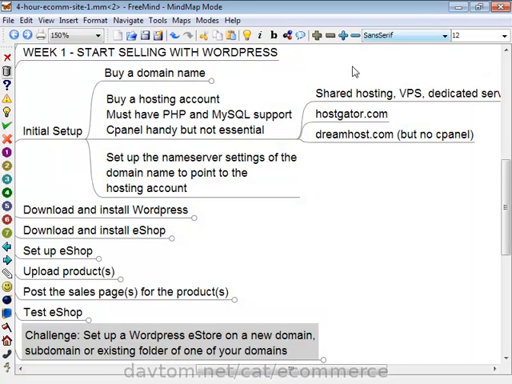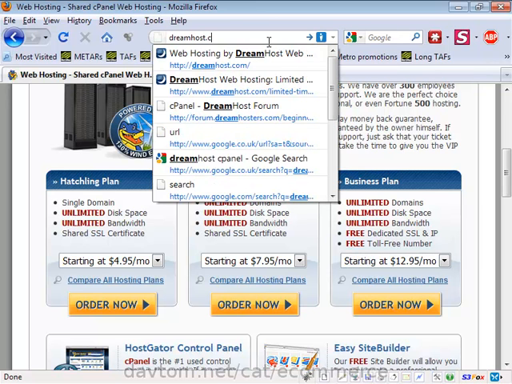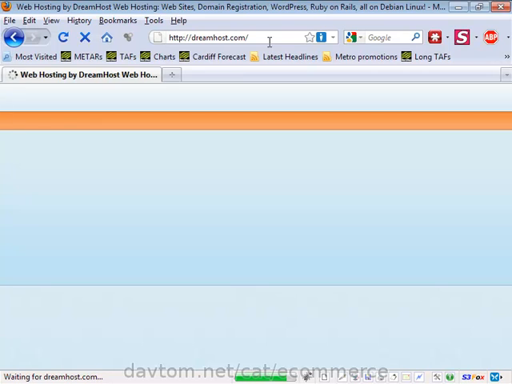And the other one was DreamHost.com. With DreamHost, you don't get cPanel access, which might be handy because most scripts that you might install tend to have instructions that assume you've got cPanel access, but otherwise they're a very similar hosting service.